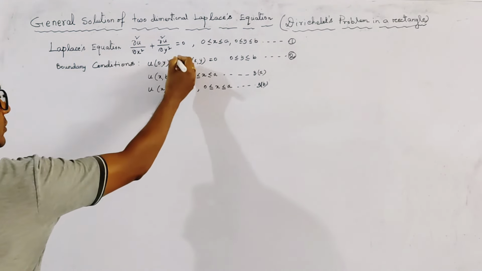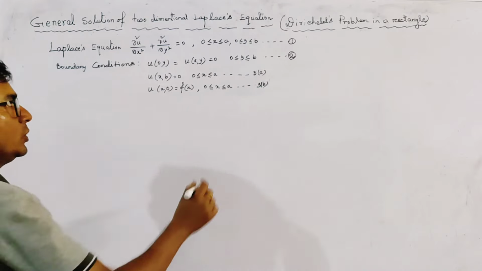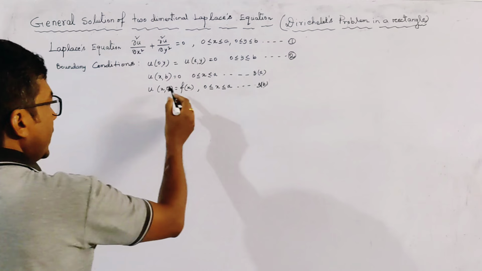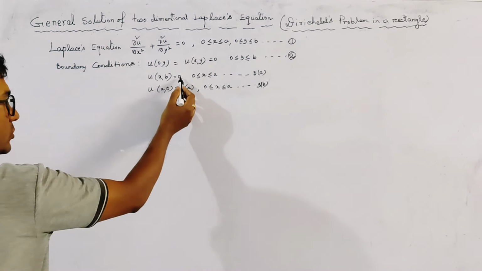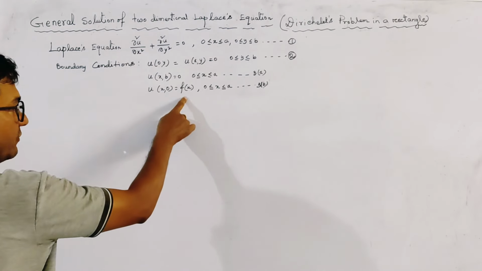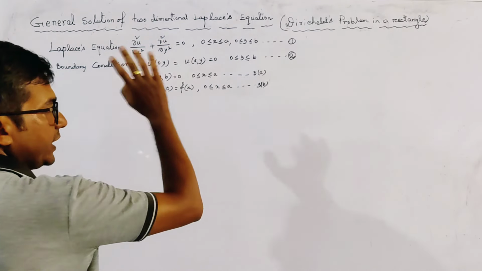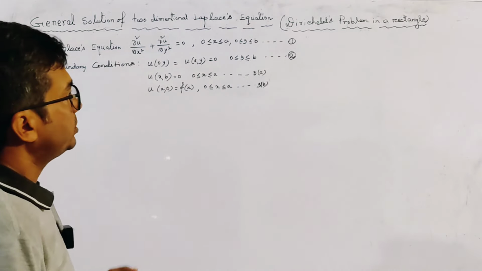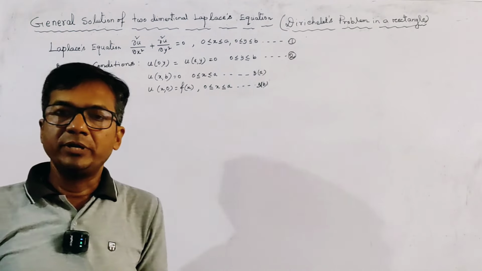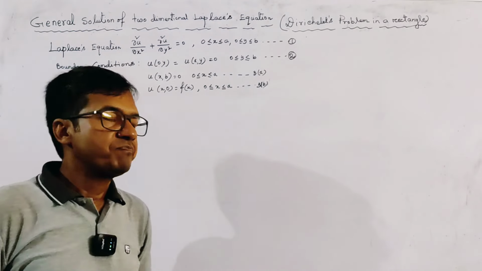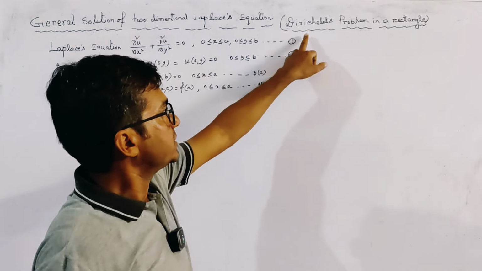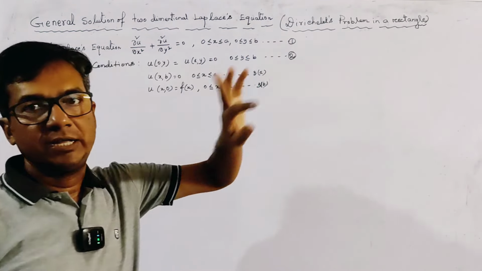Here this is equal to 0 and this is also equal to 0, where 0 ≤ y ≤ b. This is named as 2. And u(x, b) = 0 for 0 ≤ x ≤ a, and u(x, 0) = f(x), 0 ≤ x ≤ a. We solve this Laplace's equation using the method of separation of variables. This problem is also known as the Dirichlet problem in a rectangle.